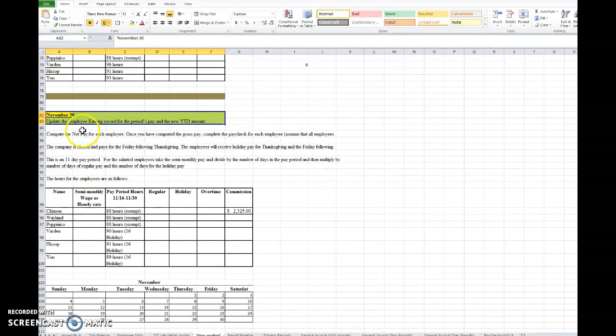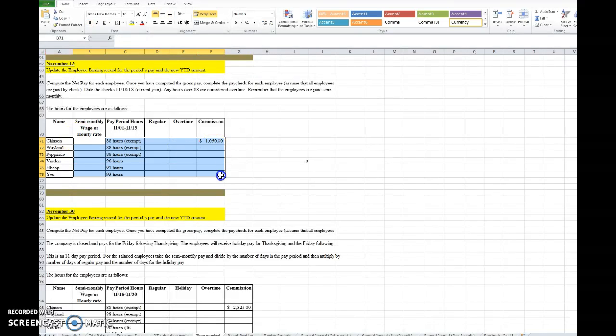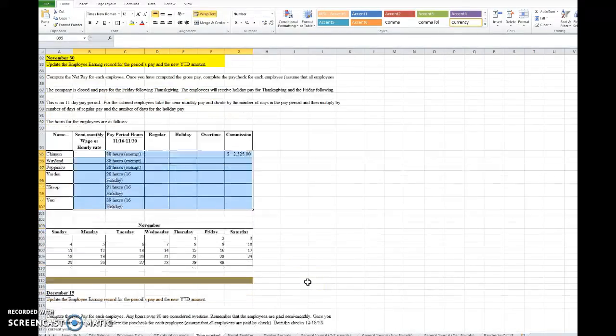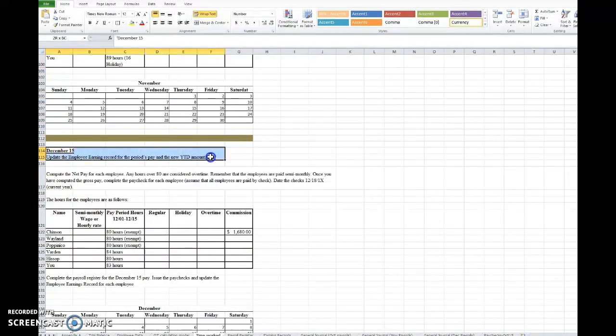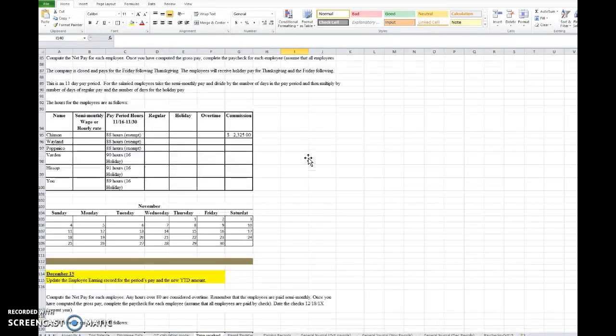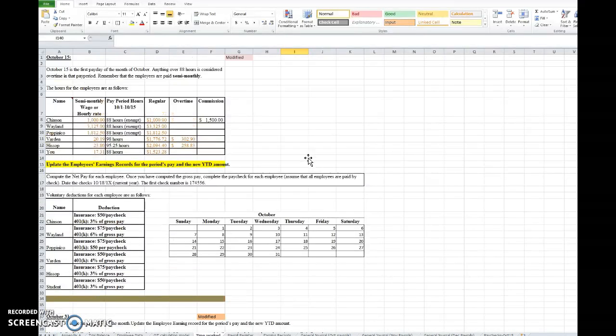You need to fill in these charts in here. These should be completed just like the ones from above. And then December 15th and December 31st. So October 30th, October 15th, and October 31st is given to you as a guide. Okay, so it tells you their hourly rate, which in this case is either paid semi-monthly or an hourly rate.